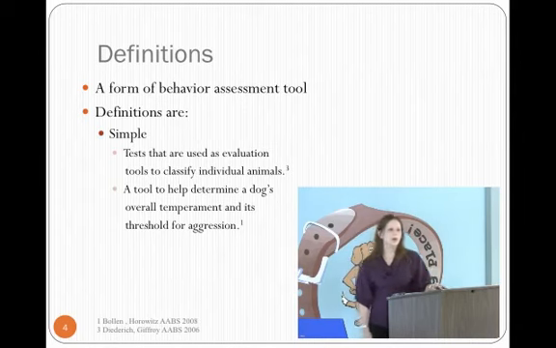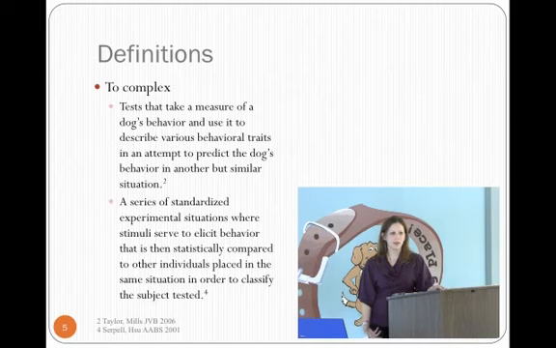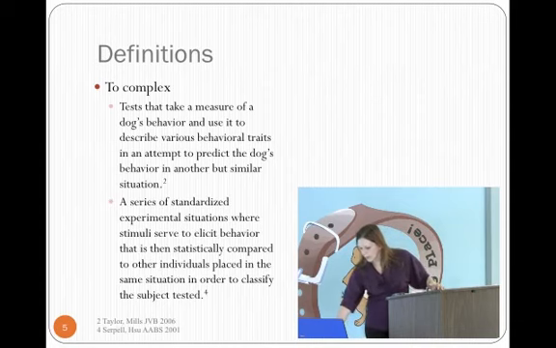Or they can become quite complex, and you look at some of these definitions taken from some research, and that it's actually a test that measures a dog's behavior, then uses that to describe various traits that that dog might have in an attempt to predict the dog's behavior in a different situation later on. Also, you could look at it as a series of different standardized situations where we do certain things, stimuli or testing situations to create a behavior, and then statistically compare that animal, that individual, in a similar situation later on. And therefore, we can use that to classify that individual animal.